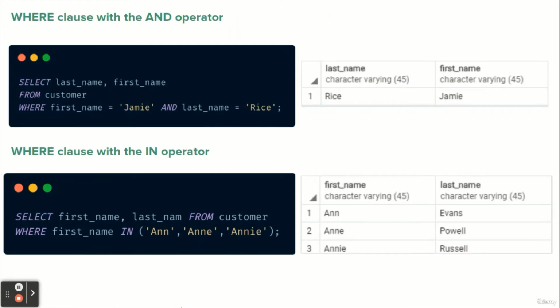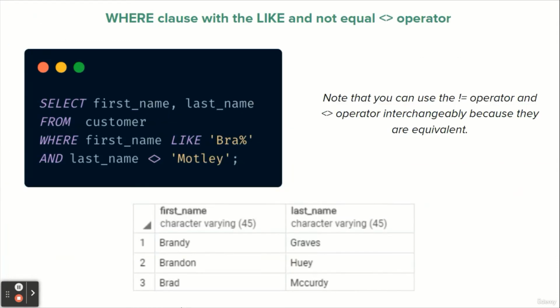The next example finds customers whose first name and last name are Jamie and Reese. If you want to match a string with any string in a list, you can use the in operator. For example, the second statement returns customers whose first name is one of those listed. This example finds customers whose first name starts with Bra and last name is not Motley.